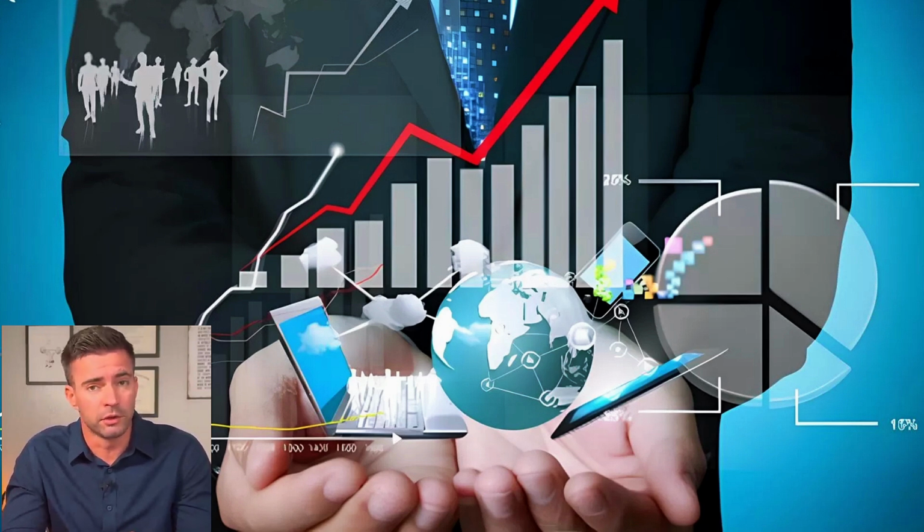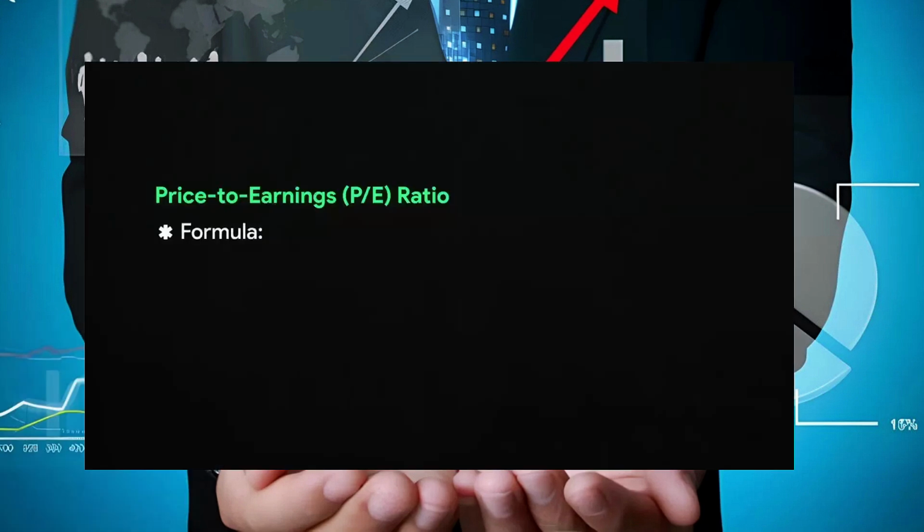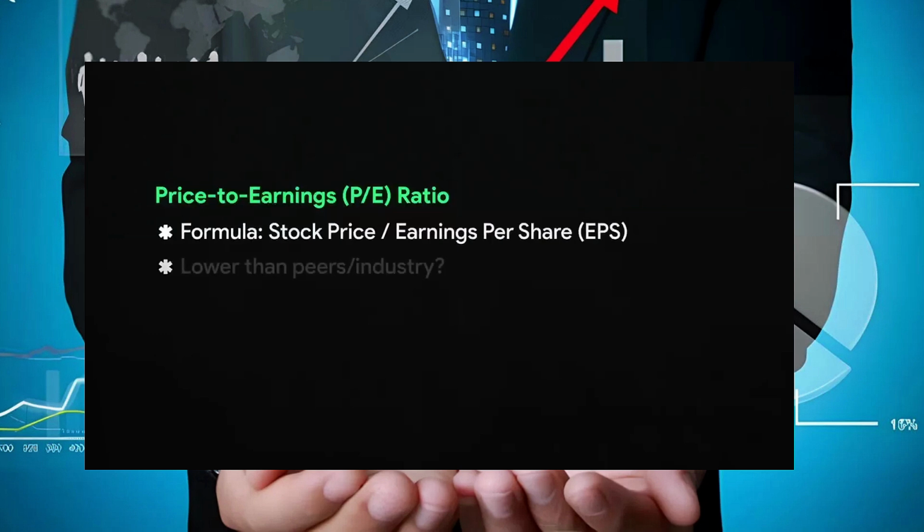So the first one is price to earnings ratio. For the formula, you're looking at the stock price divided by the earnings per share. We're trying to look for ones that are lower than peers in the industry because that could mean that it's possibly undervalued.